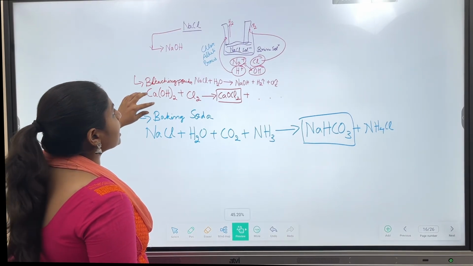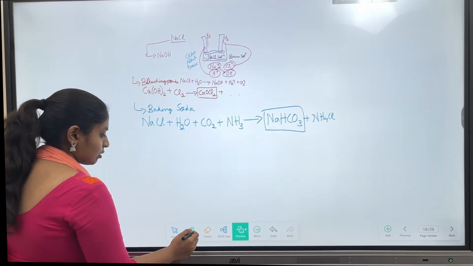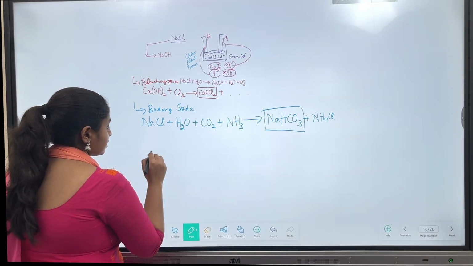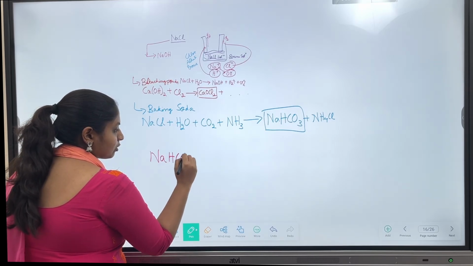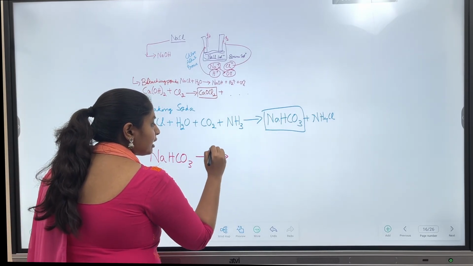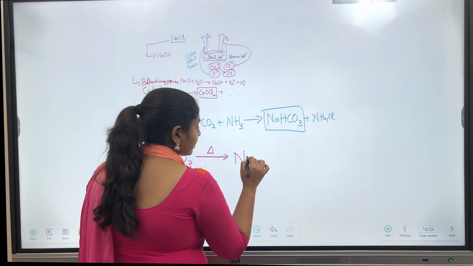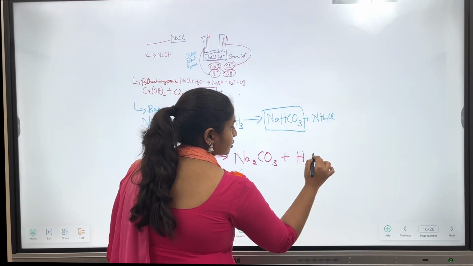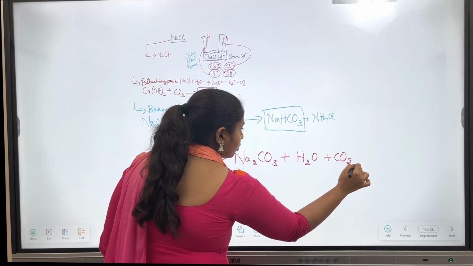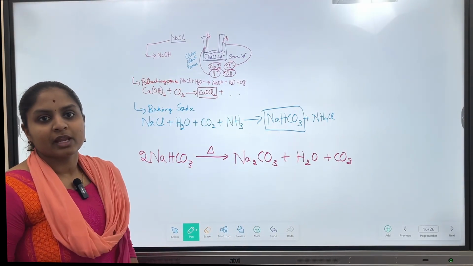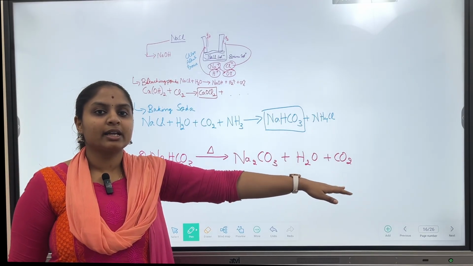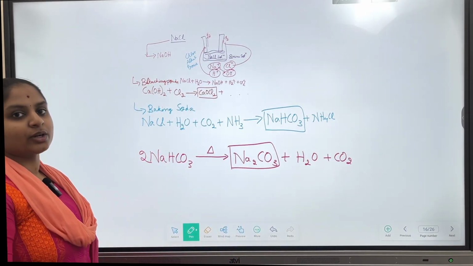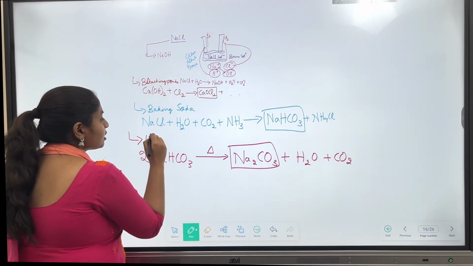Next, I will take this baking soda, NaHCO3, and heat it. When I heat this NaHCO3, I will get Na2CO3 plus H2O plus CO2. NaHCO3 is giving me Na2CO3, H2O and CO2. We are concerned only with Na2CO3. This sodium carbonate is also known as washing soda.